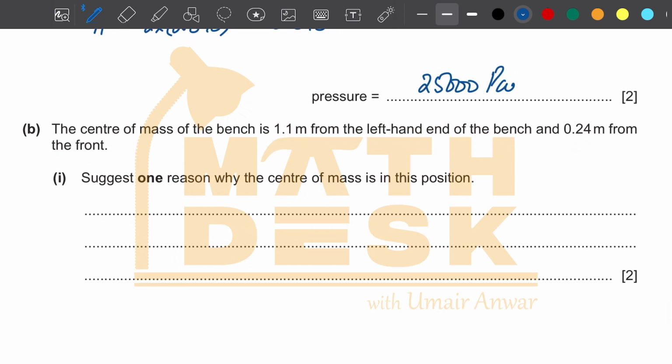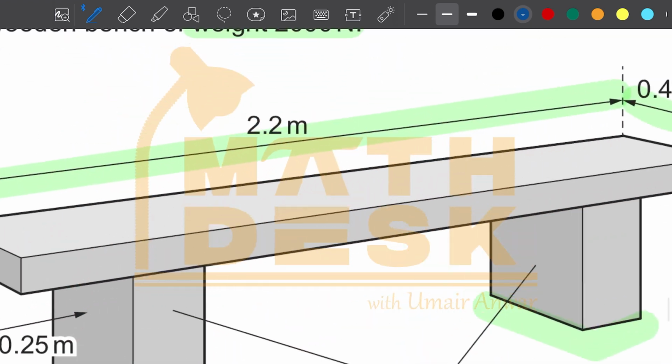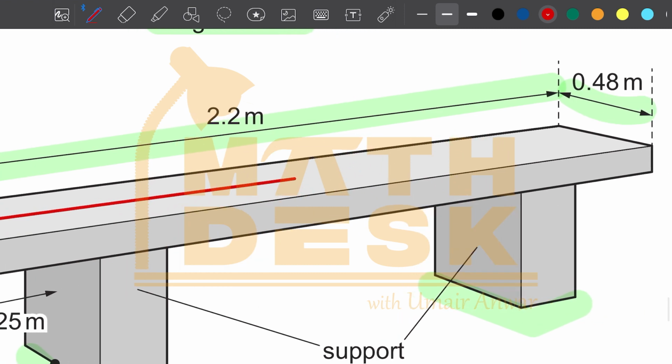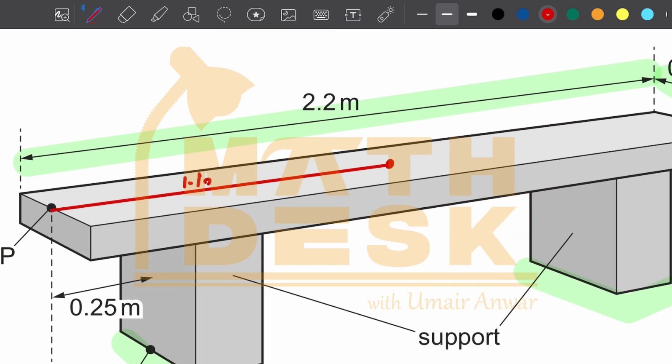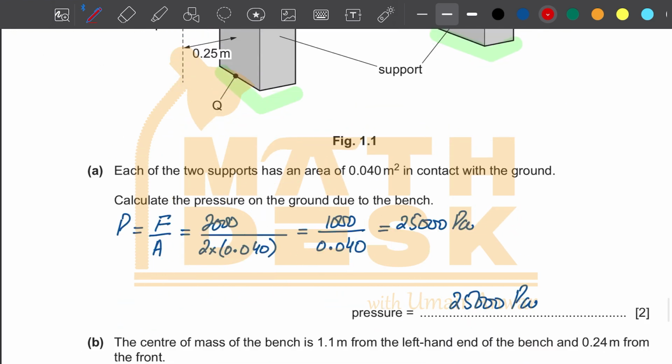Next part says the center of mass of the bench is 1.1 meter from the left hand end of the bench and 0.24 meters from the front. Okay, so now we are given the center of mass. So the question says it is at a point which is 1.1 meter from the left hand end, and similarly it is 0.24 meters from the front. So this becomes the middle of the bench where the center of mass lies.